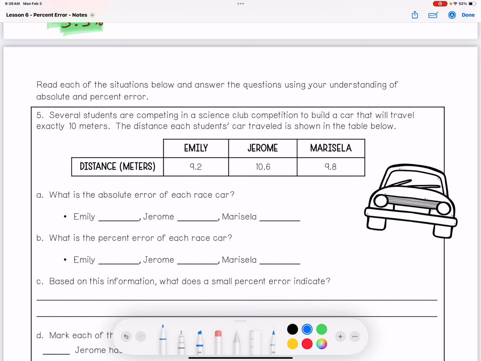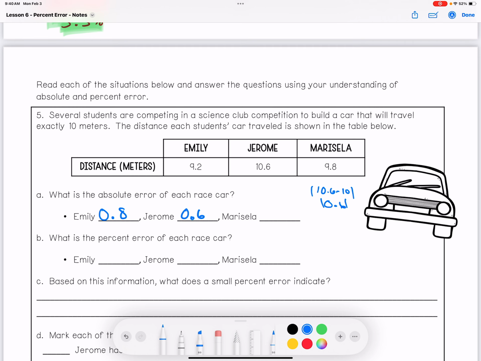So on Emily, it would be 9.2 minus 10 and take the absolute value. When you do that on your calculator, you're going to get negative 0.8. But remember, we're taking the absolute value, so it would just be 0.8. All right. Jerome would be 10.6 minus 10. Absolute value is 0.6. What is the absolute value of 0.6? It's positive already, so we're good.